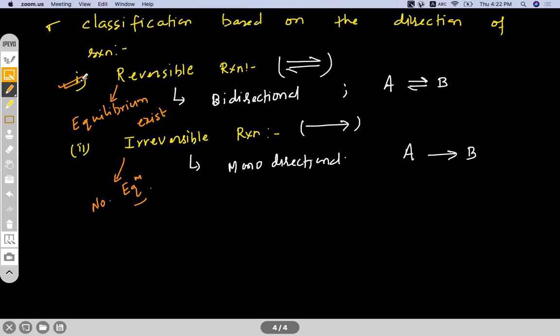There are different classifications here. Based on direction, we have these two types of reaction. Based on speed, we have three types of reaction: very fast, slow, and moderate speed reactions.